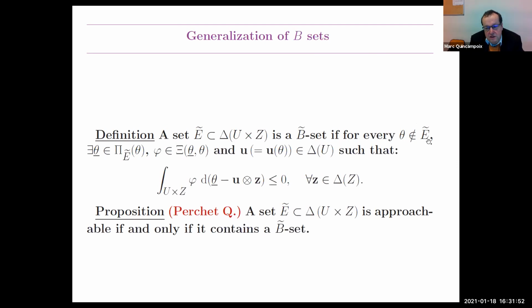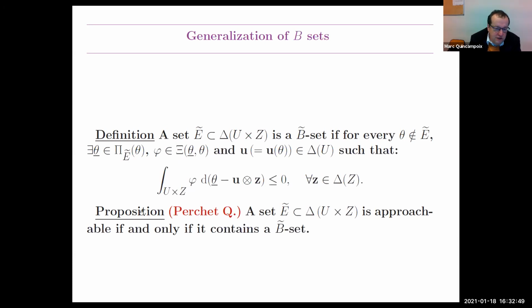If and only if, for every theta which is not in the set, there exists theta in the projection, such that when phi is in the set Xi between theta and theta bar, in fact, it should be phi star, so phi is the first element. There exists some u, an action which depends on theta, such that, and this plays the role of the scalar product in the B set. So you take the integral of u times z with respect to phi, with respect to which measure? The measure theta bar, theta underscore, minus u, minus the product of the measure u and z, less or equal to 0 for every z.